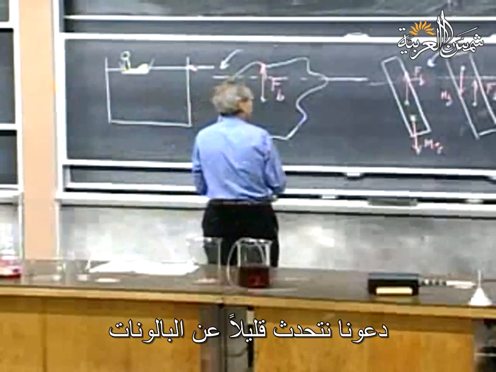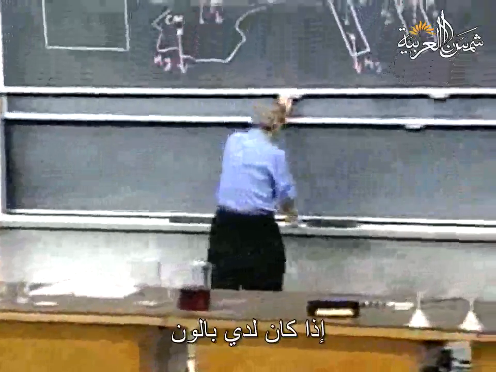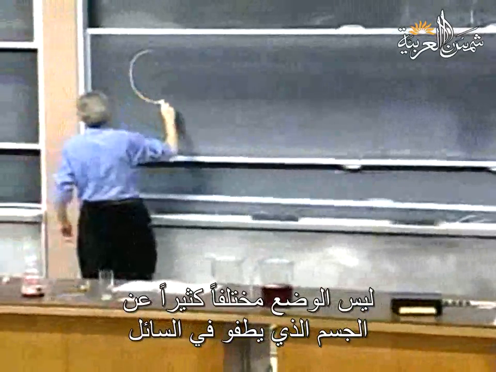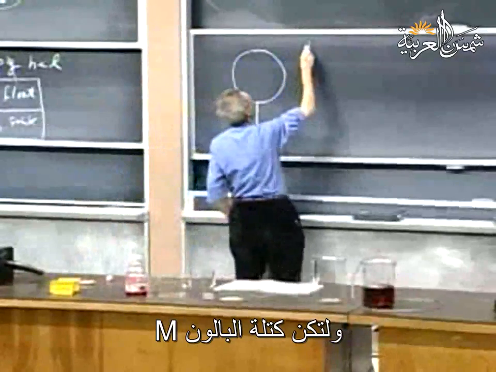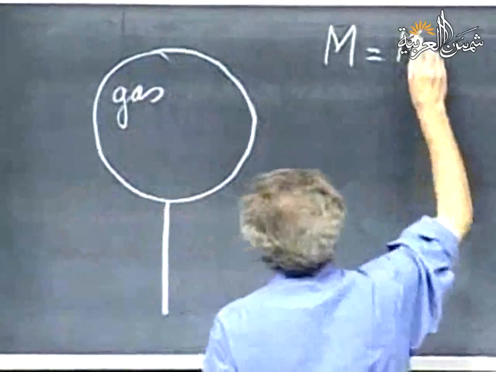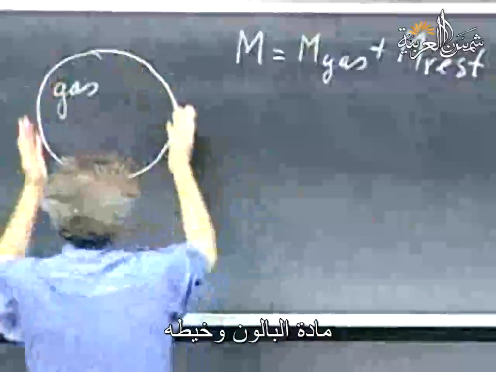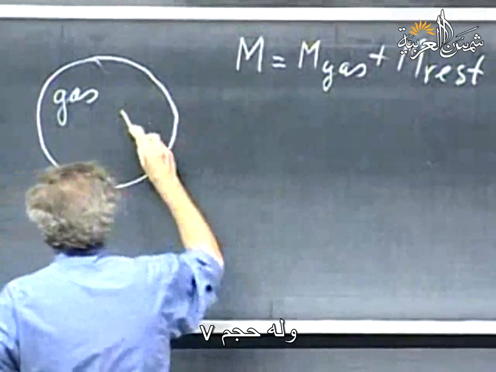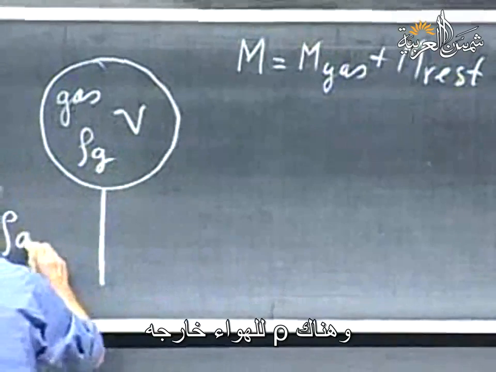Let's talk a little bit about balloons. If I have a balloon, the situation is not too dissimilar from having an object floating in a liquid. Let the balloon have a mass m. That is the mass of the gas in the balloon, plus all the rest. And what I mean by all the rest, that is the material of the balloon and the string, everything else that makes up the mass. It has a certain volume V, and so there is a certain rho of the gas inside, and there is rho of air outside.